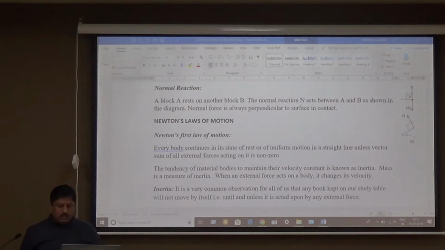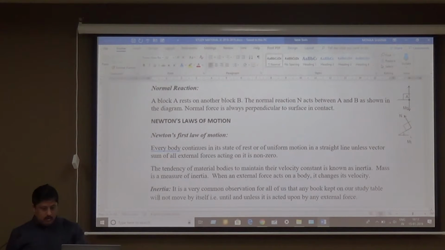Next, we will study Newton's laws of motion. What are Newton's laws of motion? First, I will give the concept of inertia. What is inertia?